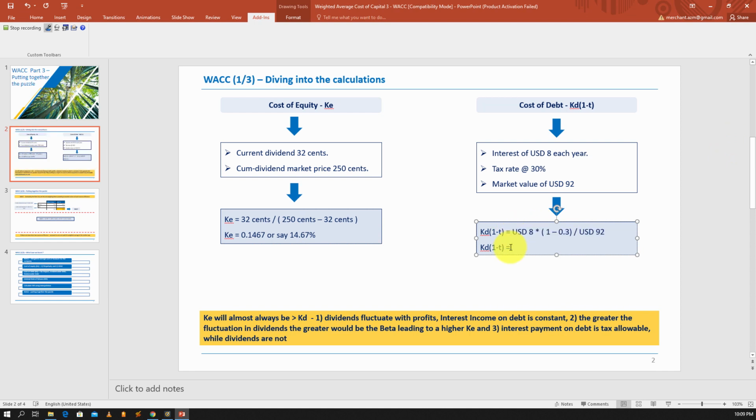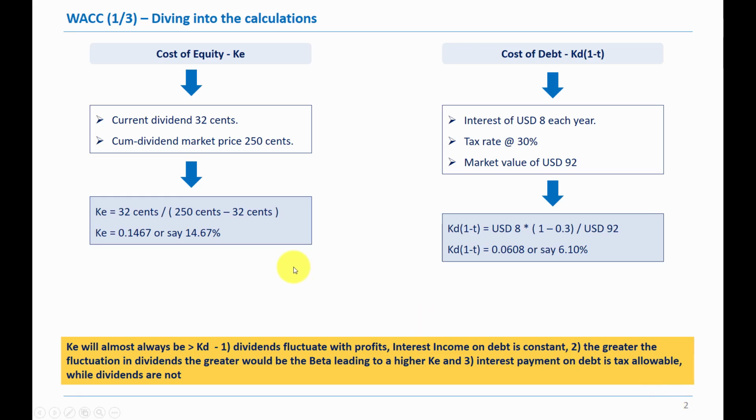So we come up with a cost of debt net of tax of 0.0608, or say 6.10%. Notice one thing. Let's discuss this. It's important. Your cost of equity is 14.7. Your cost of debt is 6.1. Your cost of equity will almost always be greater than the cost of debt. Why? Because there's a greater amount of risk involved in the cost of equity.